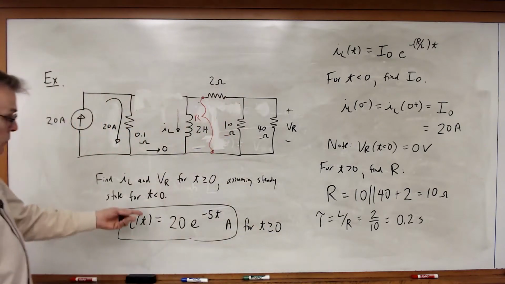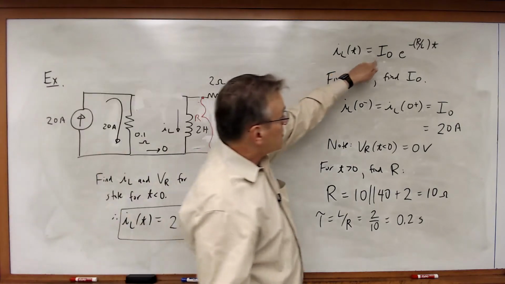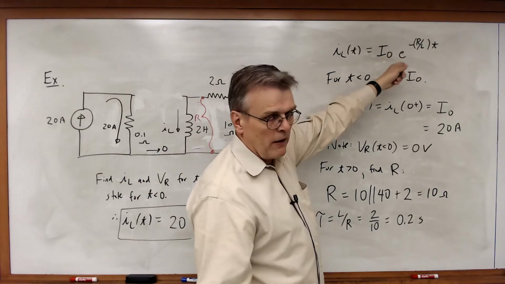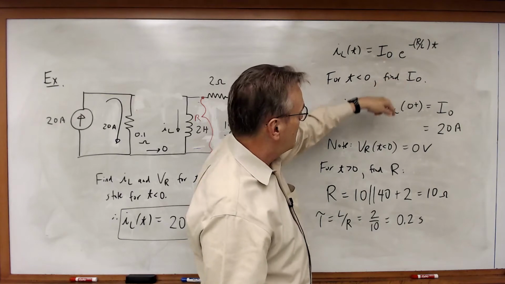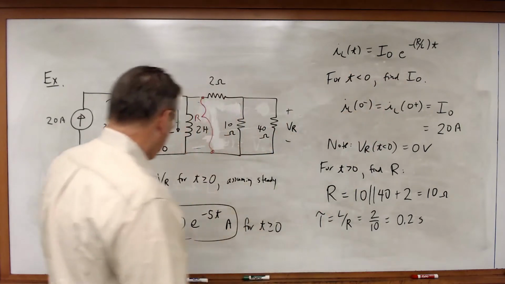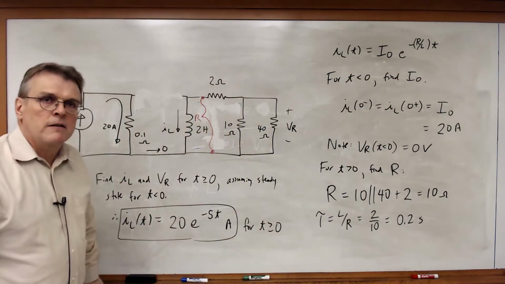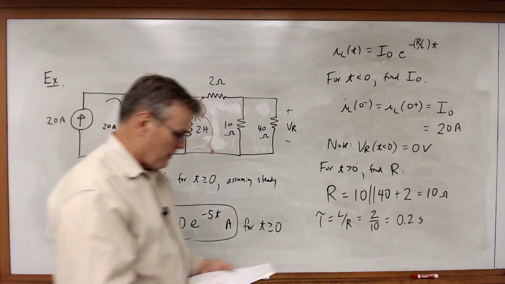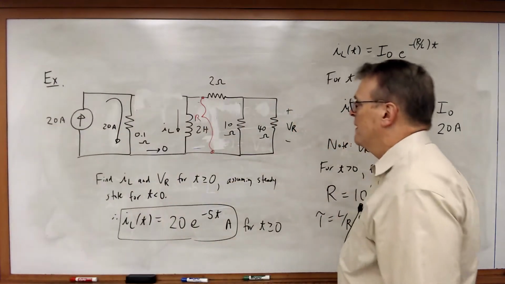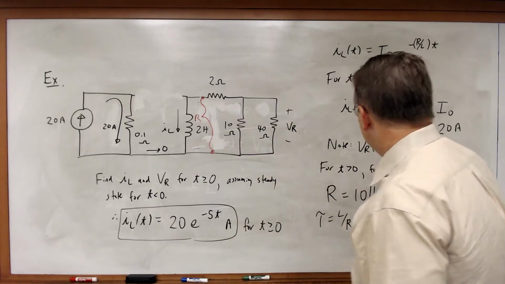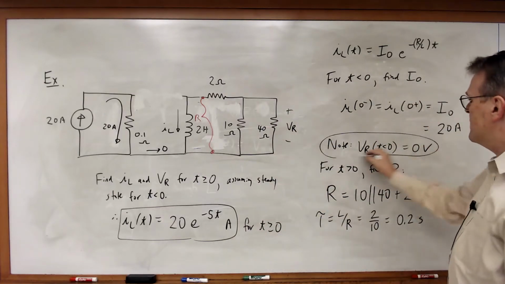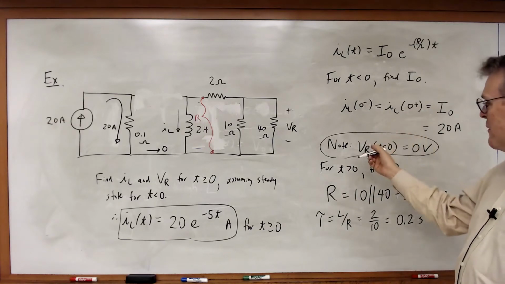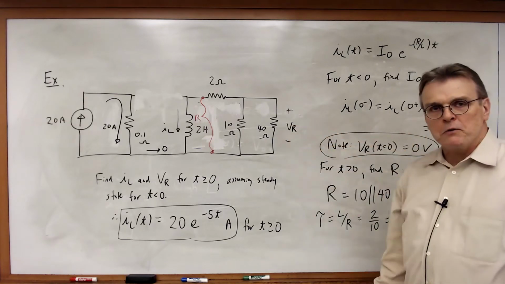So this is straightforward. We find the initial condition. We find tau, in this case L over R, take the inverse, plug it into the equation, and there's our result. Now we need to find VR. Okay, that's a little bit trickier. We can't apply the general solution because we would just get 0. So that does us no good. That's why I did this earlier, to show that I can't do the general solution.